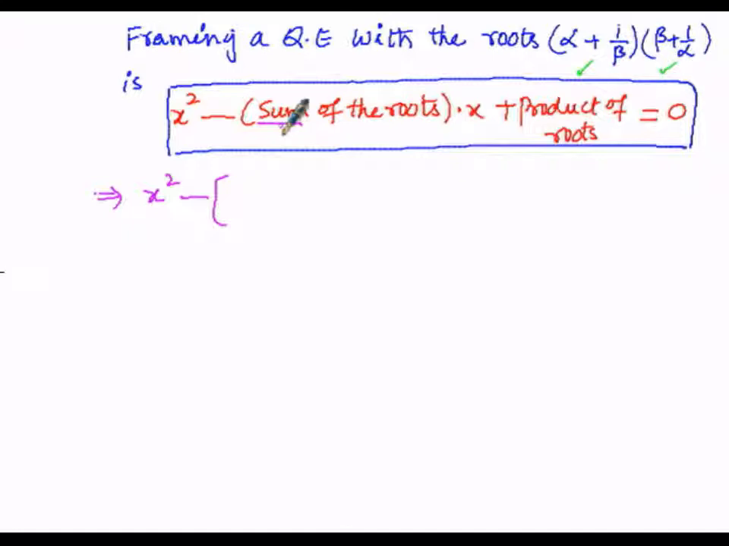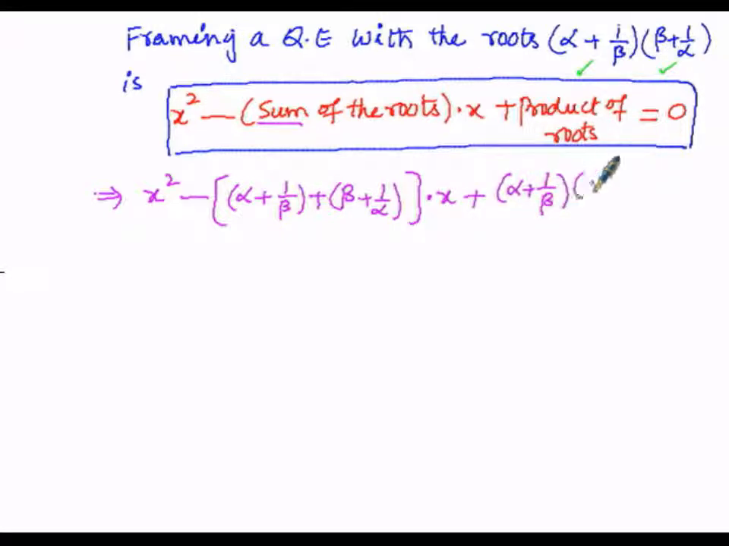So now, for the sum, we add up the first bracket, the first root alpha plus 1 by beta, plus the second root beta plus 1 by alpha. Bracket close, into x, plus the product of the roots. So we multiply these two brackets: alpha plus 1 by beta into beta plus 1 by alpha is equal to 0.